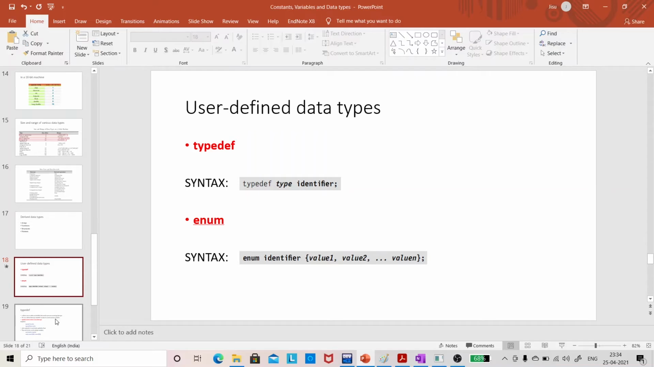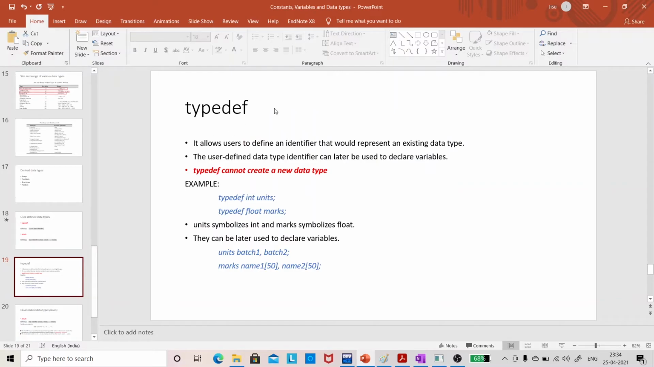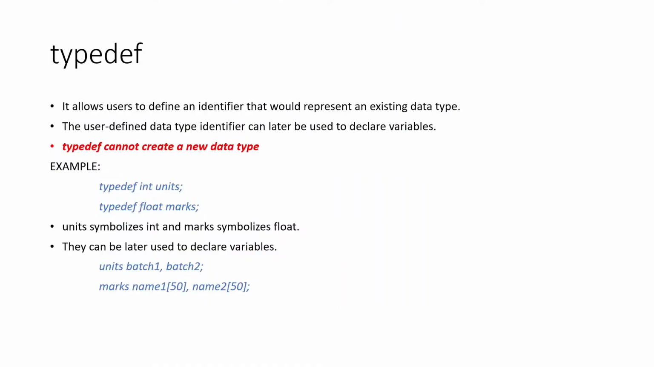The two common keywords are typedef and enum, which is for enumerated data type. So first we will check what is typedef. Typedef means typedef type identifier. This is used to give another name for an existing data type. So let's check typedef in detail. It allows the user to define an identifier that would represent an existing data type. This is very important: it cannot create a new data type. That's why we call it user defined data type. The user cannot create a new data type. What the user is doing is actually renaming it.